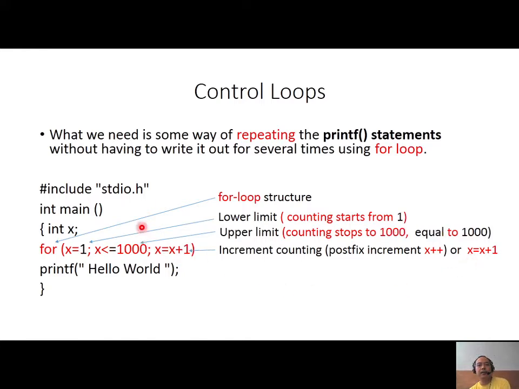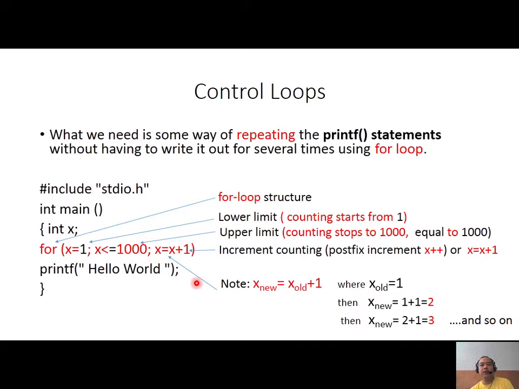On the other hand, if you're going to start the lower limit from 1 and end at 1000, that's also possible. It will print hello world 1000 times, starting from 1 and ending at 1000, because of the less than or equal operator. When the increment counting reaches 1001, it will no longer print hello world.